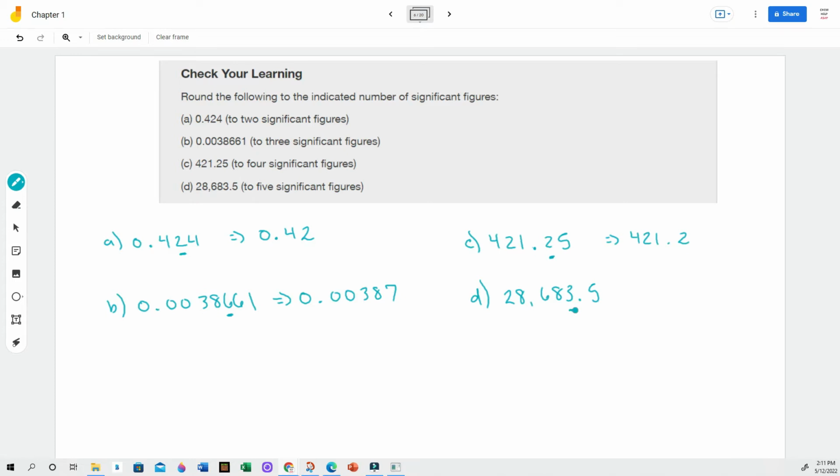So we're going to round to this 3 right here. There is a 5 to the right, so we're going to use our rules of 5. There is nothing after the 5, so we're going to pretend like there are zeros and use that rule. So what we want to do is make this 3 even, which means we are going to round up. And this is going to become 28,684. And again, this has 5 sig figs.